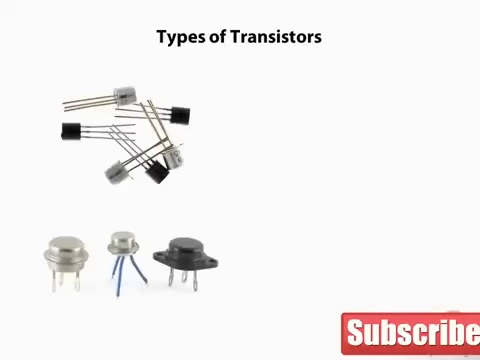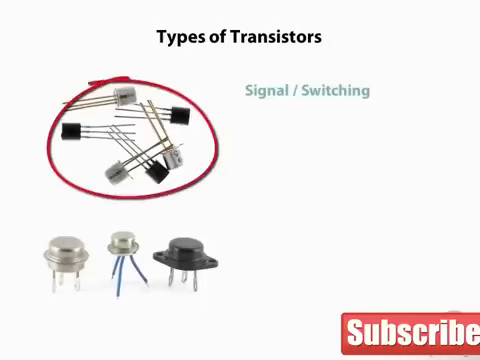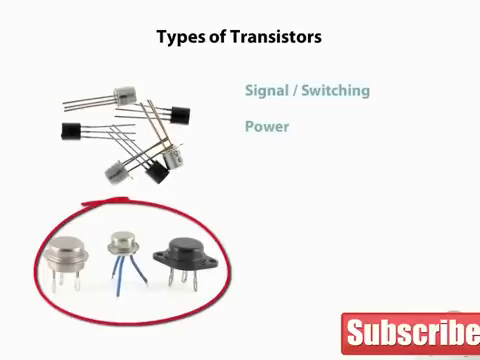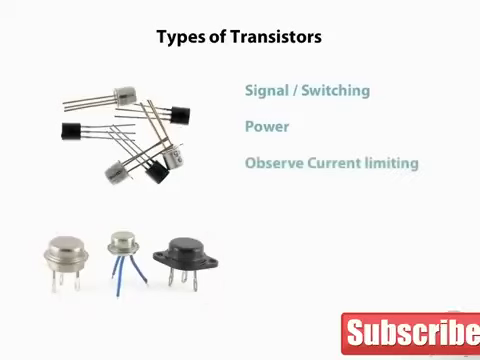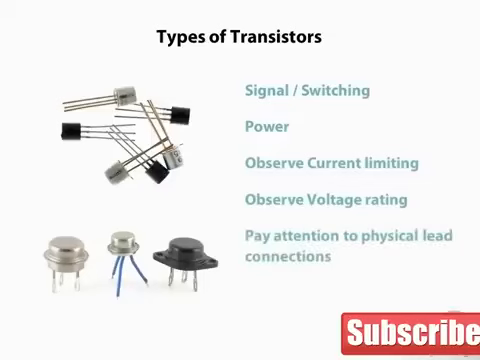We've already seen that there are many different types of transistors. They can also be categorized according to application. The transistors at the top are small signal or switching transistors. The ones at the bottom are power or high current transistors equipped with mounting flanges to mount to heat sinks. Always respect the current and voltage limitations of transistors and be sure not to connect them the wrong way. Once the smoke is out, it's hard to get it back in.